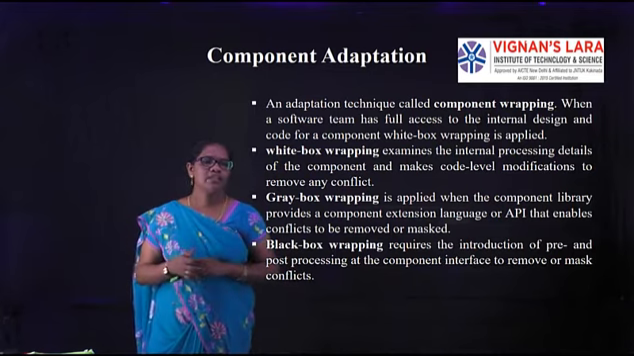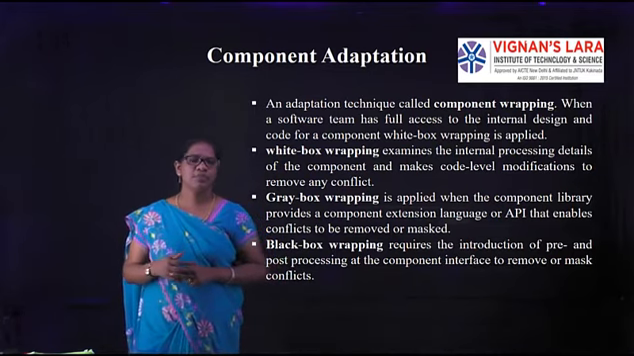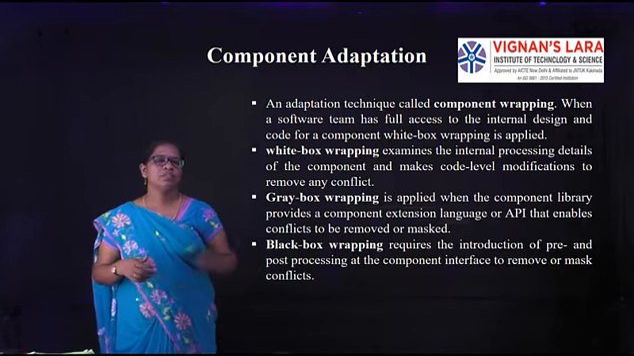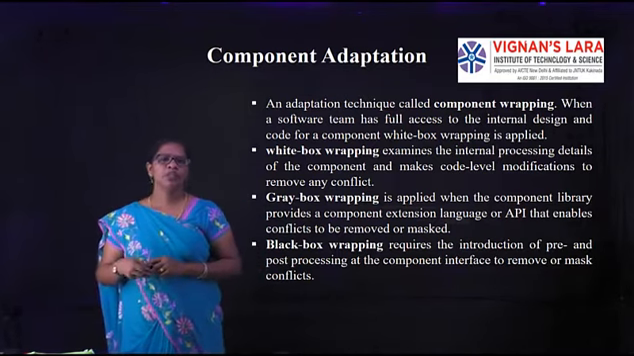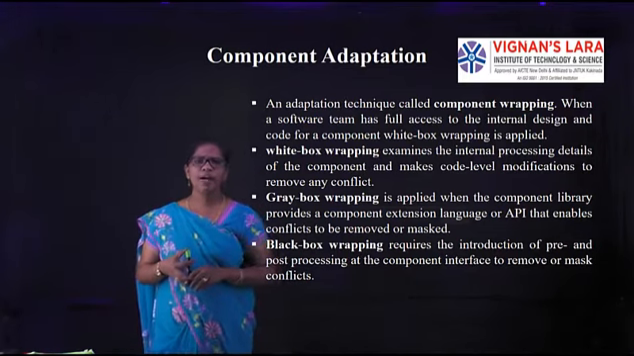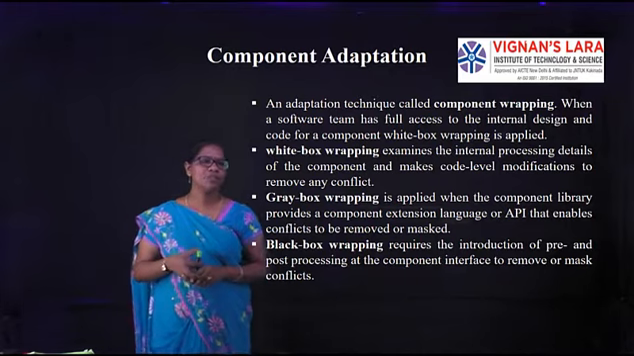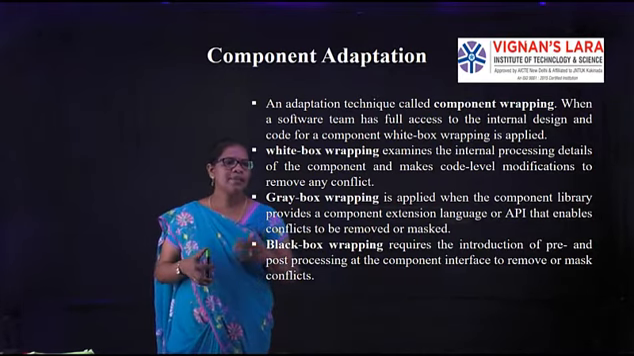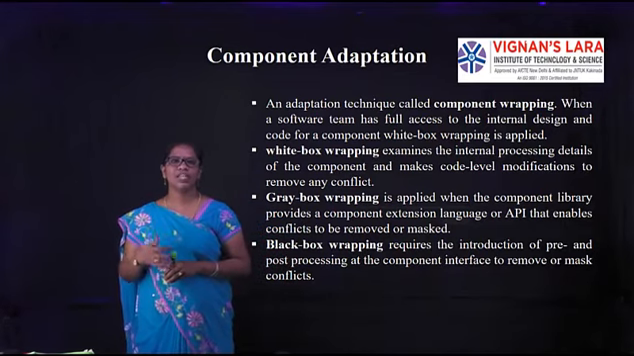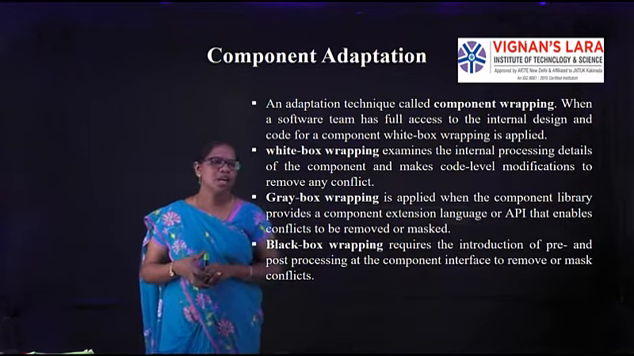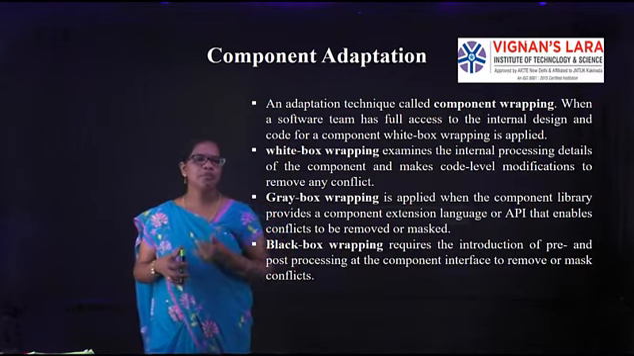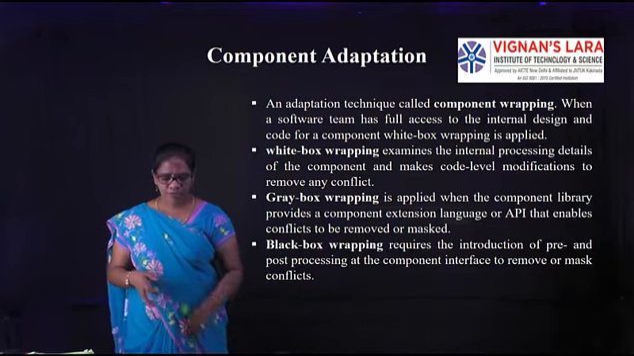In wrapping there are some types. One is a white box, the next one is a gray box, and the next one is a black box. So these are the three different types of wrapping. Let us see what they are. The first one is white box wrapping. What is white box wrapping? It examines the internal processing details. White box wrapping is nothing but knowing the internal details of the component and making code level modifications to remove any conflict.